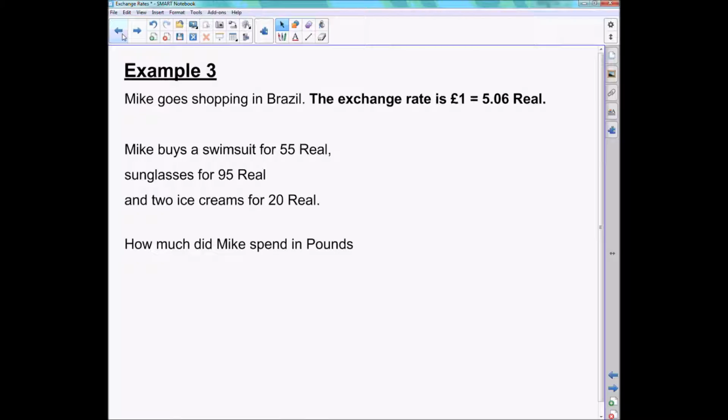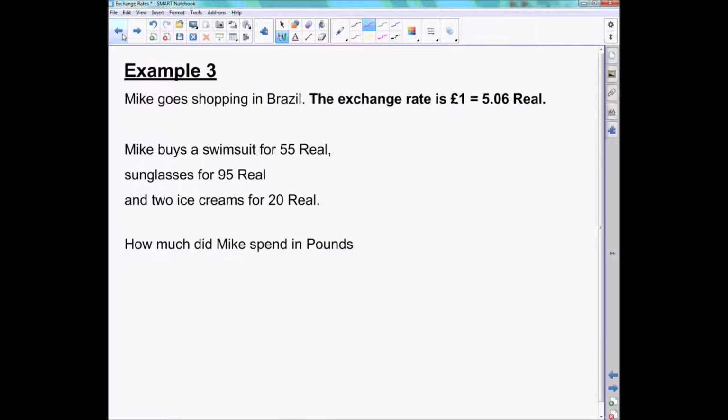Okay, so the next example I'm going to go through is an applied version of this sort of question. So here I've got Mike going shopping in Brazil, and he's got an exchange rate of £1 to 5.06 real. Now, real is the currency in Brazil. Mike buys a swimsuit for 55 real, sunglasses for 95 real, and 2 ice creams for 20 real.